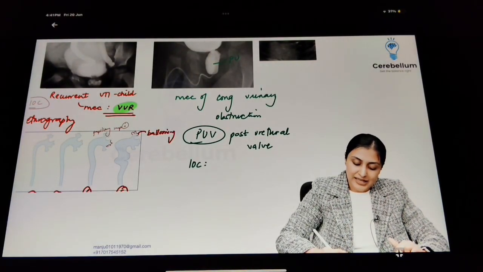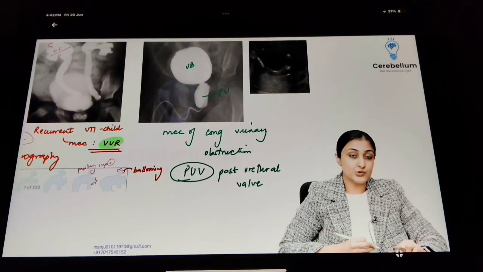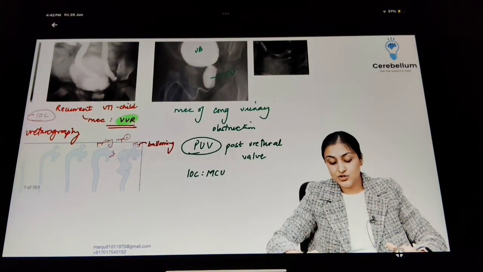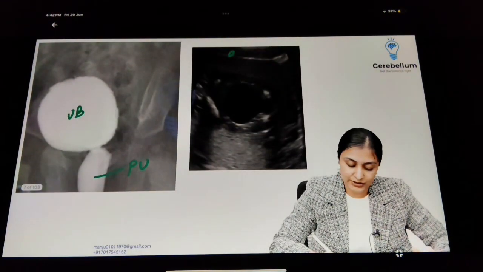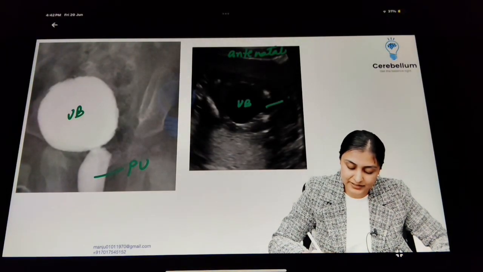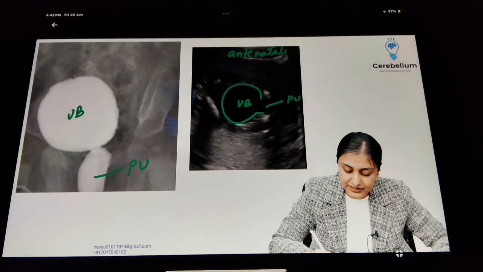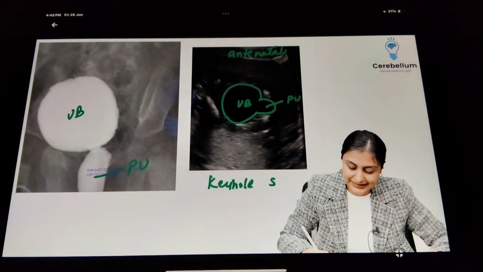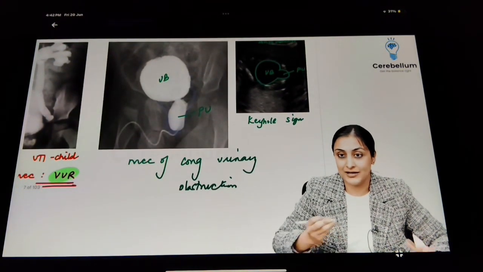So for PUV, again, what is the investigation of choice? It is MCU, which will detect the valve here. All right. What you need to remember, in severe cases, it can also be detected on an antenatal ultrasound. So this is an antenatal ultrasound of a baby with a PUV. You can see this is the urinary bladder, and this is the posterior urethra that is dilated, giving rise to this appearance that has been called the keyhole sign. So this looks like a keyhole and represents the obstruction.